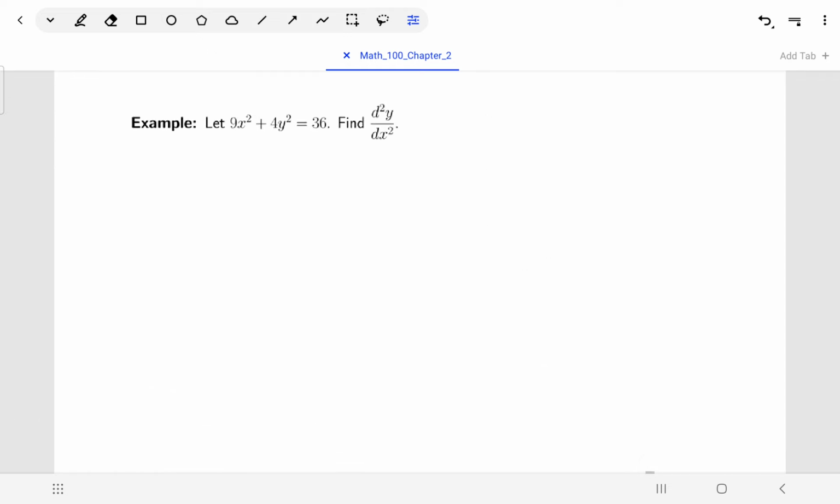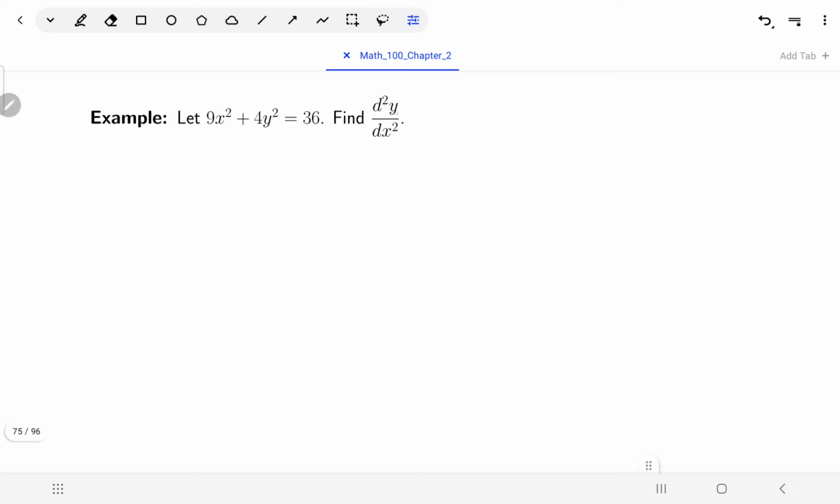Okay, here we're looking to find the second derivative, d squared y over dx squared. So nothing really shocking or new here. As always, if you're looking to find the second derivative, you do it in two steps. Find the first derivative, then find the derivative of the first derivative.